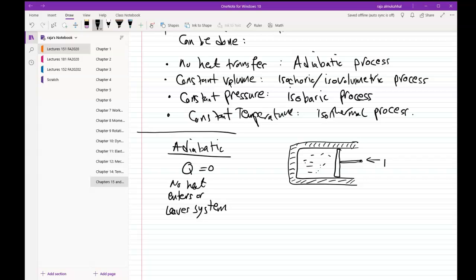And if I exert a force here, in other words, I've increased the pressure, and I push it this way, what's going to happen? The gas temperature is going to increase, even though there was no heat added. You see what I'm saying? And this kind of process is called an adiabatic process.